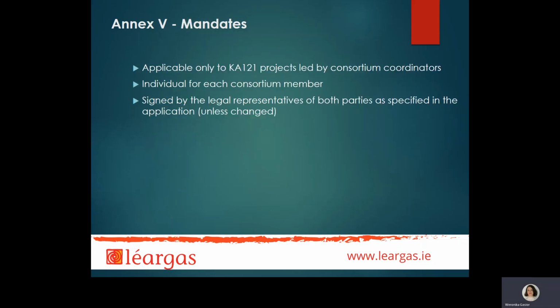What you will find in Annex 5 are mandates. This annex is only applicable to Key Action 121 consortium projects. Mandates are in fact letters of intent confirming the willingness of the beneficiary and consortium members to participate in the project. Each mandate is signed by your legal representative and also the legal signatory of relevant consortium member. In a majority of cases, mandates included in this annex are the same as those submitted with the application form, unless some details change during the period between the application submission and the contracting process.